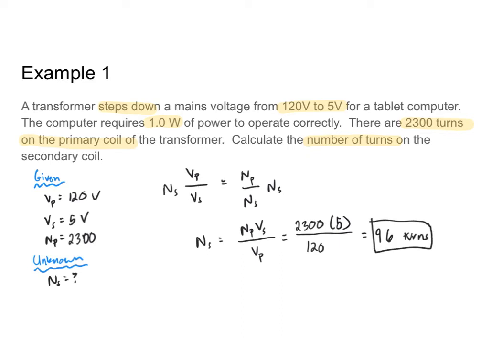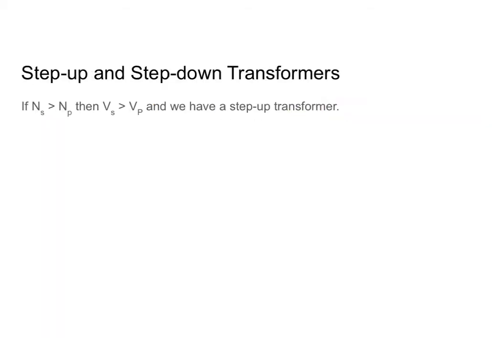I have used my equation to figure out the number of turns required to go from a primary voltage to a secondary voltage. So let's go ahead and talk about step-up and step-down transformers. They're actually very simply named. A step-up transformer is a transformer that increases the voltage as we go from our primary to our secondary coil. And a step-down transformer decreases the voltage in our secondary coil versus our primary coil. So if the number of turns in the secondary coil is greater than the primary coil, we have a step-up transformer, since our voltage is going to increase.